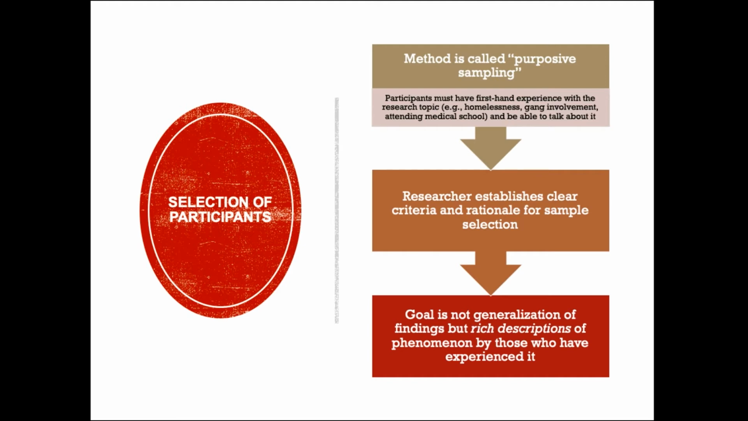The researcher establishes a clear criteria and rationale for sample selection, because the goal is not generalization of the findings as in quantitative research, but a rich description of the phenomenon by those who have experienced it. You want to gather as much information as you can about the phenomenon from those who experienced it, and therefore you come to a conclusion about that phenomenon.